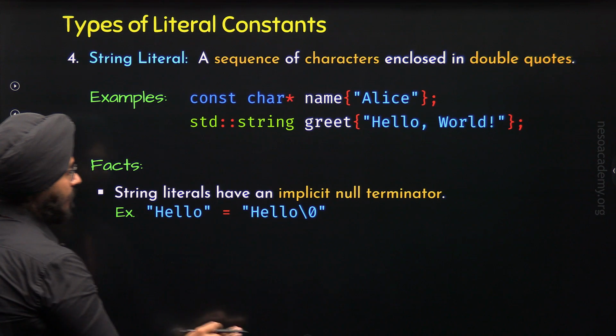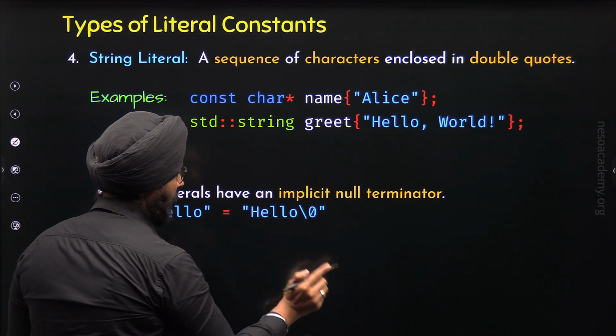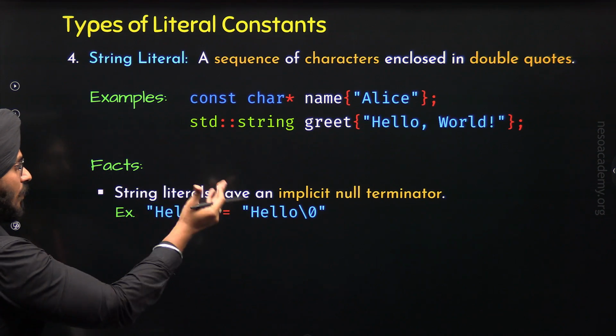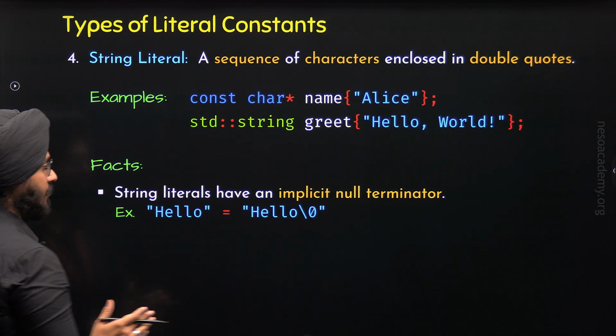So, "hello" is the same as "hello\0". \0 is added automatically. We do not have to add this. This is the null terminator.